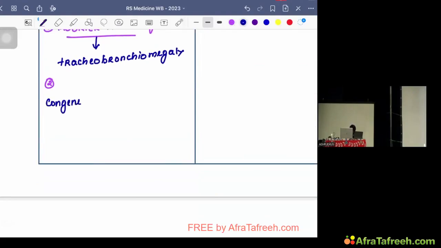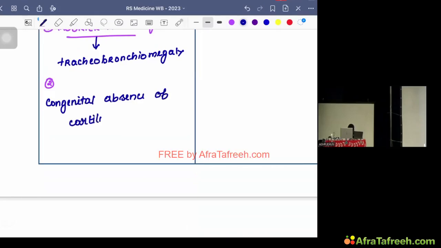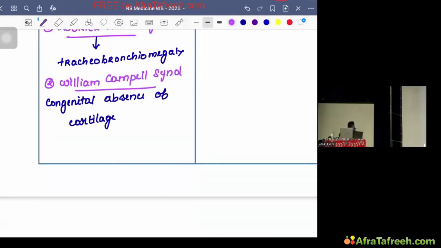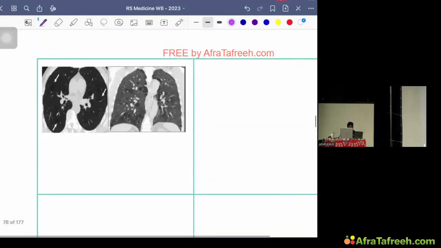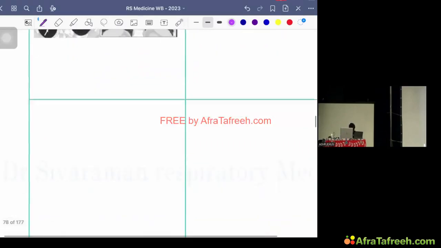So here it is characterized by congenital absence of cartilage. Congenital absence of cartilage. And this congenital absence of cartilage is called William Campbell syndrome. Okay, William Campbell syndrome, where there is congenital absence of cartilage ring. Okay, then third condition of it.